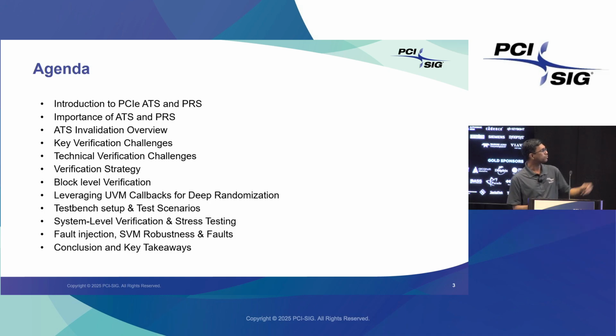I used the UVM test bench, and UVM callbacks and randomization are already available in UVM, and I used them effectively in my test bench. I will explain some of the test scenarios with my setup, and how I reused that in system level verification and stress testing also. Some fault cases we will verify also. I will explain why that is important in ATS, and I will wrap up with some takeaways.